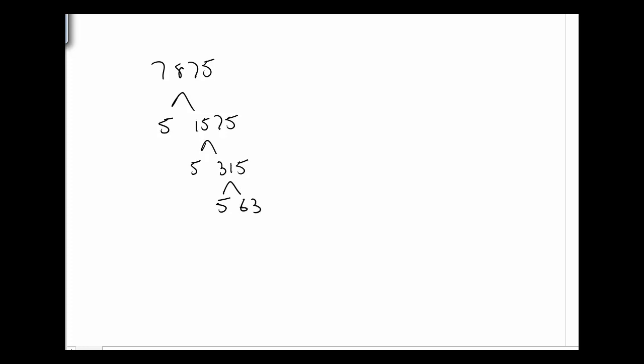Okay, so then what goes into 63? Well, I know 9 does, and 7. And 9 is 3 times 3. So let me collect up all of my prime numbers. So 7,875 can be written as 3 squared times 5 cubed times 7. There's only one way to write that number, and that's in that way with those prime factors.